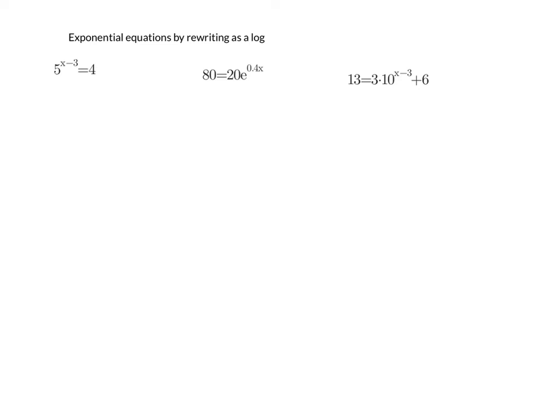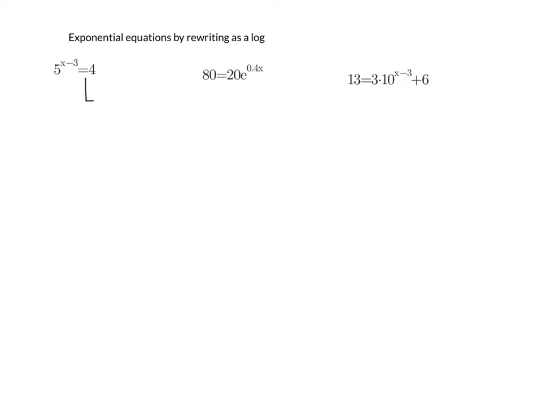Solving exponential equations by rewriting it as a log. This method we want to use when we have variables only on one side of the equal sign. So we're going to rewrite them into a log expression, and we're going to work on making sure we keep the variable on the same side of the equal sign, the exponent on the same side of the equation. So we're going to rewrite this as a log.